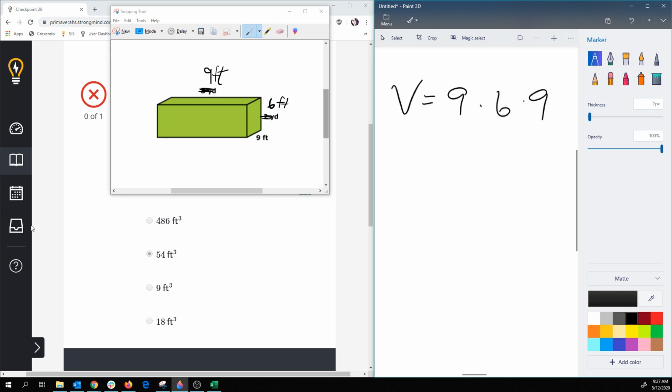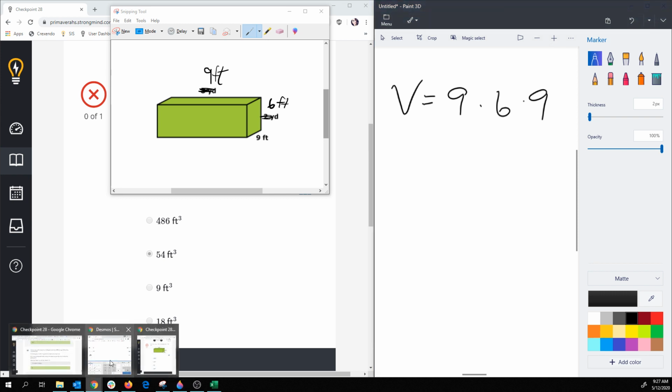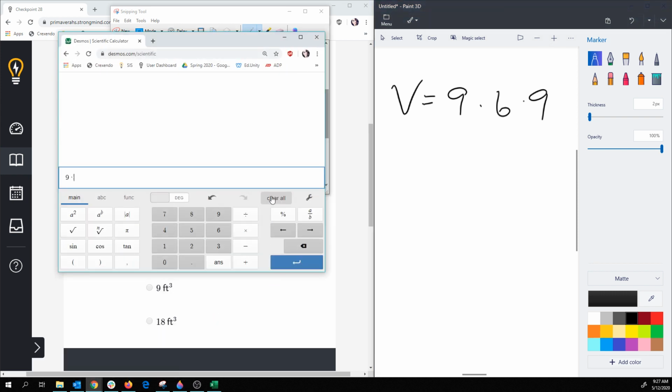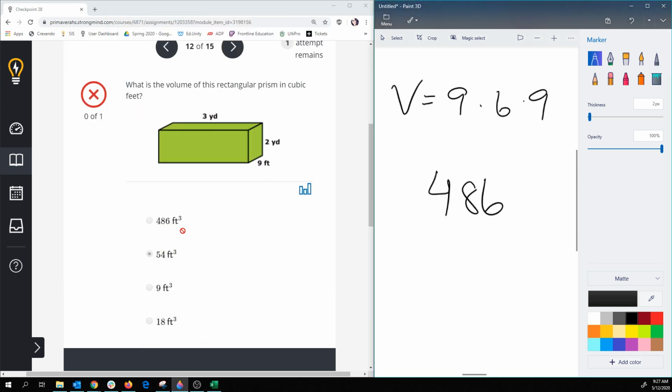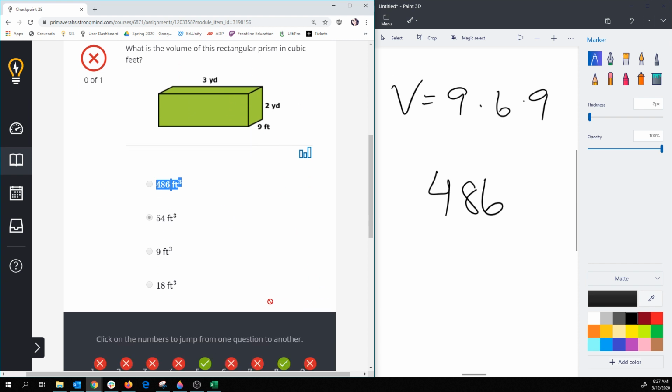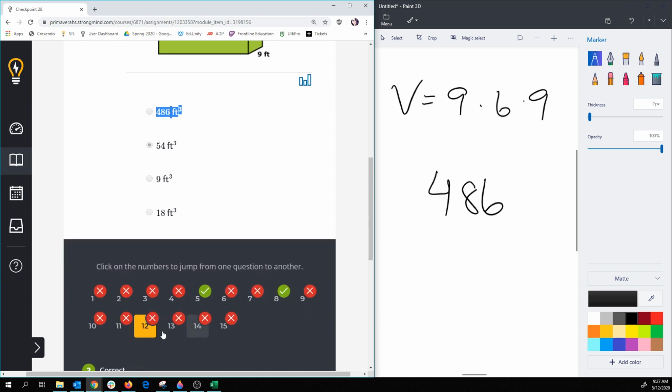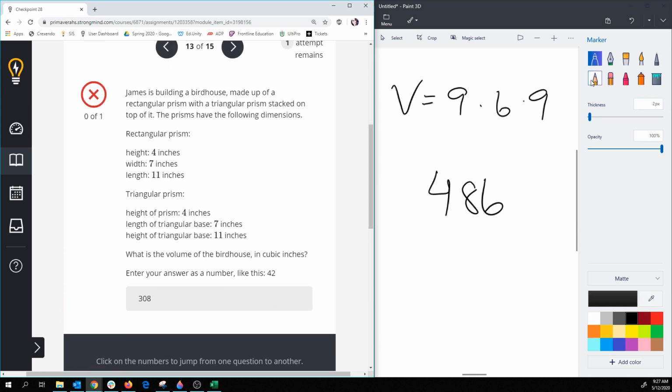So 9 times 6 times 9. And let me pull open a calculator. And I get 486. So 486 is going to be the volume of this rectangular prism. All right, I need 3 more.